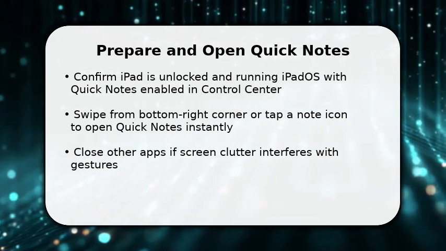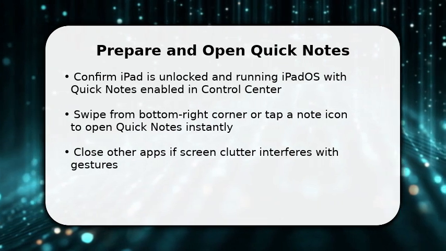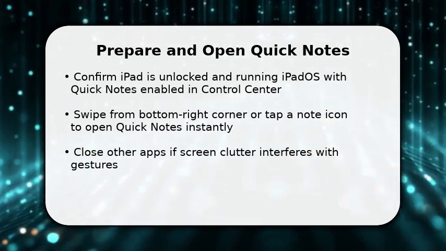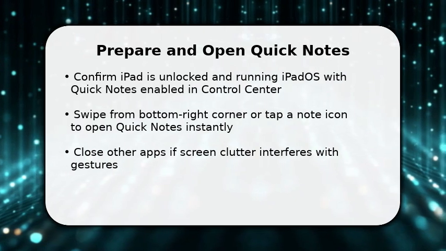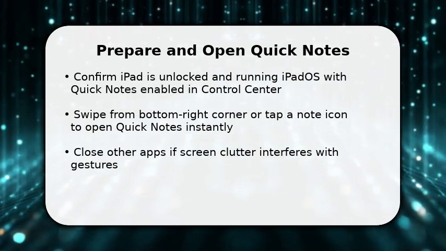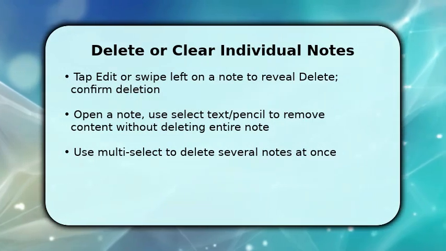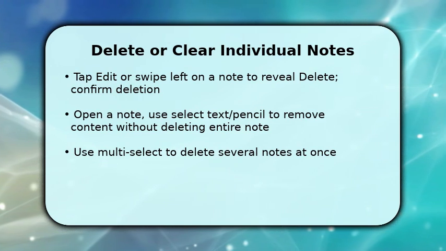You're beginning the action now, not prepping indefinitely. If the note has attachments, make sure you're ready to handle those separately before deletion. Now focus on removing or cleaning notes. To delete a note, swipe left on it and tap Delete, then Confirm. That permanently removes it from Quick Notes.